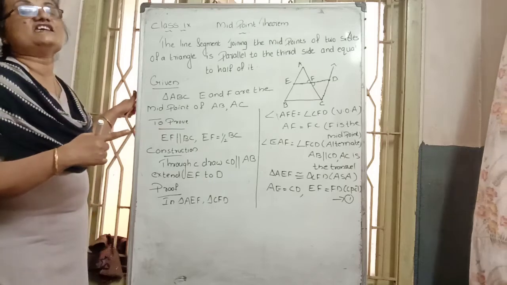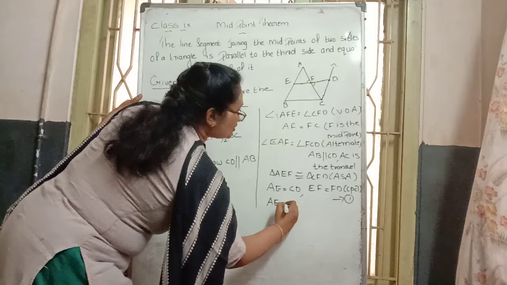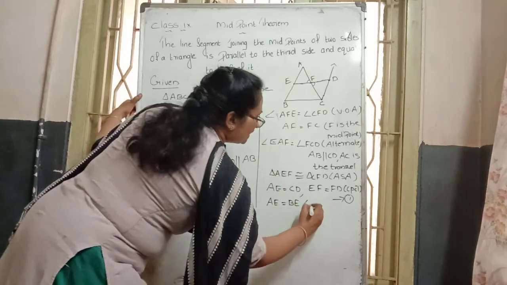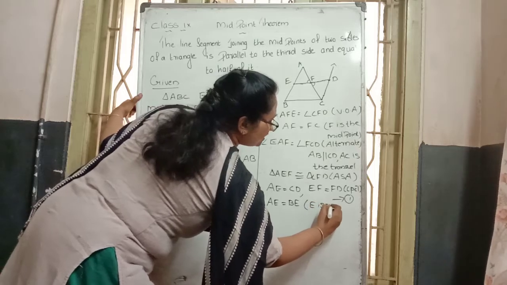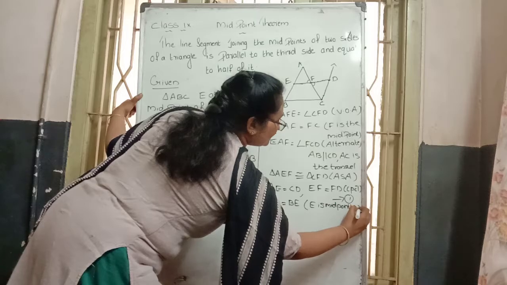What is the reason? E is the midpoint. That's why next we can write it as AE is also equal to BE. Reason: E is the midpoint. Mark it as a second equation.